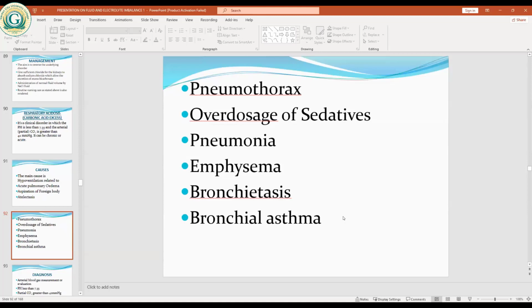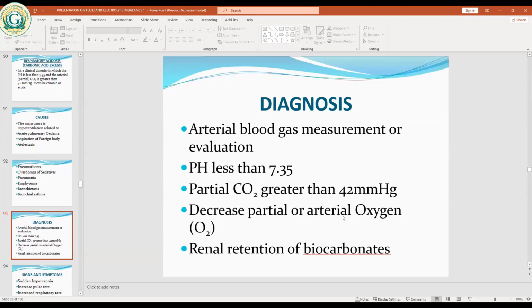Okay, before the diagnosis, any questions so far before I move on? Any questions so far?